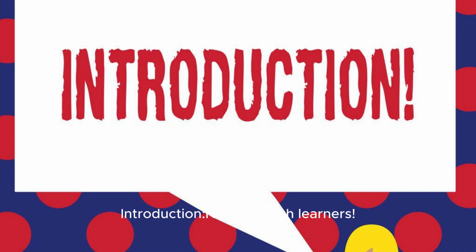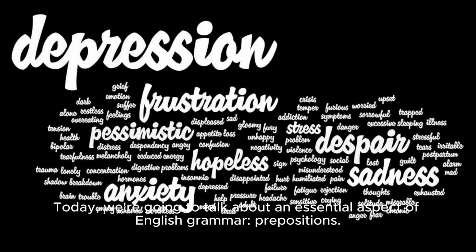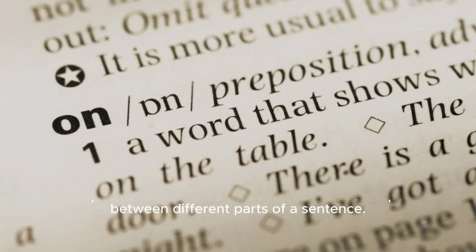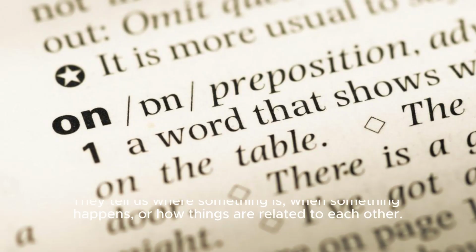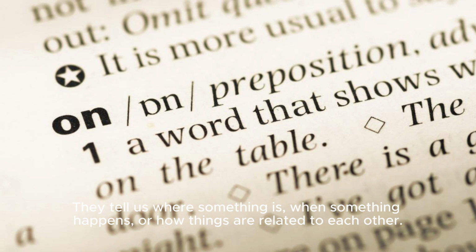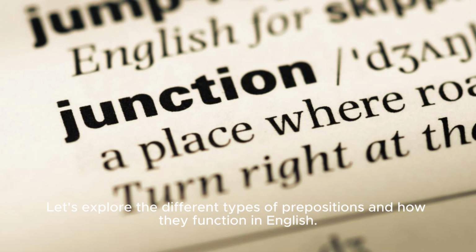Introduction. Hello, English learners. Today, we're going to talk about an essential aspect of English grammar: prepositions. Prepositions are words that establish relationships between different parts of a sentence. They tell us where something is, when something happens, or how things are related to each other. Let's explore the different types of prepositions and how they function in English.